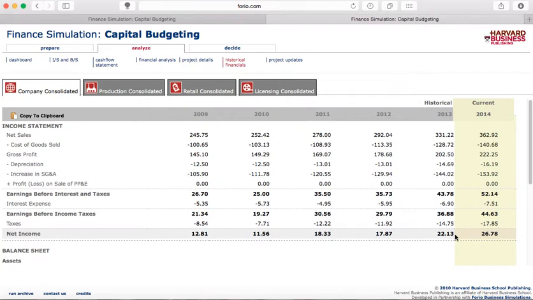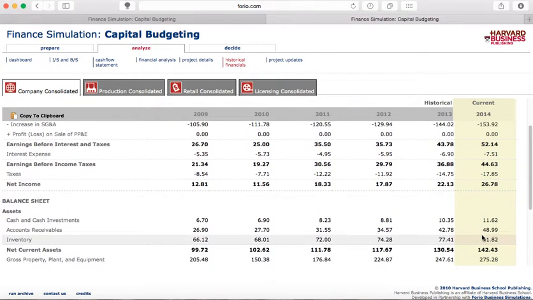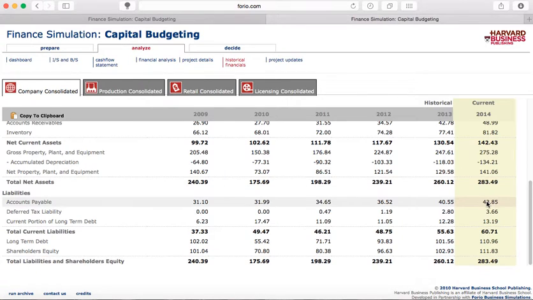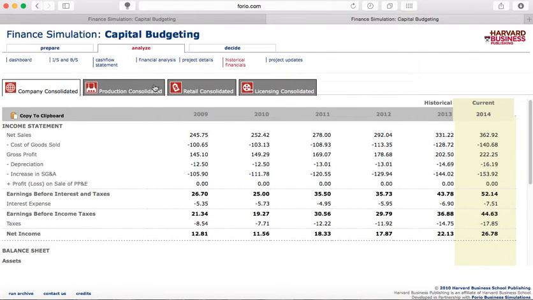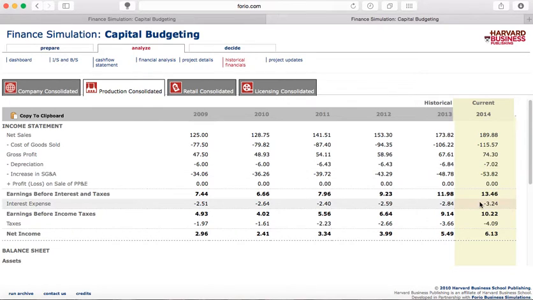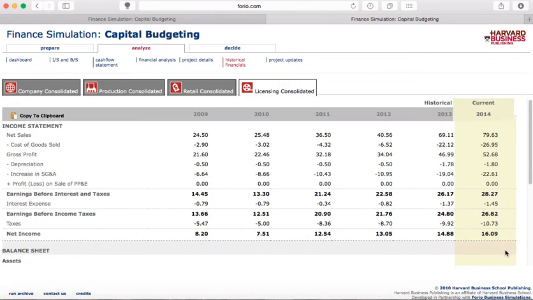So going back to our historical finances, this is where we can really see where we've come, and we have more than doubled our net income since 2009, which is very good. So looking at these, our assets have also increased, as well as shareholders' equity and liabilities, not necessarily a bad thing. Looking at our production, though that net income has increased, retail has increased, as well as licensing. Licensing has also doubled. So these numbers do look very good.